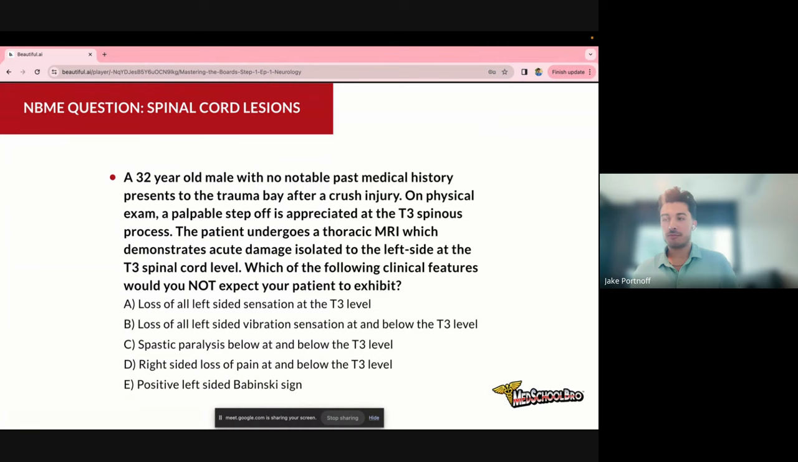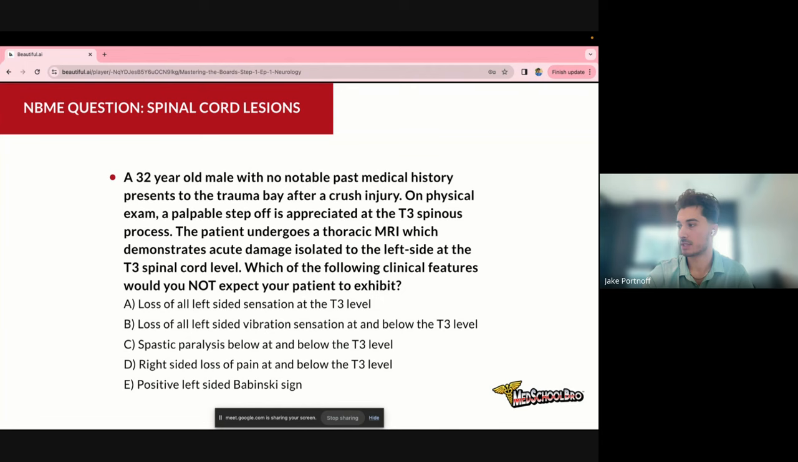Read this for yourself. This is a little bit of a tricky one, but we'll be going through it. Put your answers in the chat when you guys are ready. Remember, this is asking what would you not expect the patient to exhibit. Don't worry about getting it wrong. That's what we're here to do, guys. I see some D's. I see some A's. I see some E's. Okay, so we got a bit of a mixed one here.